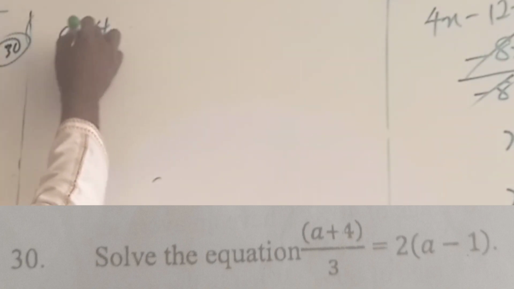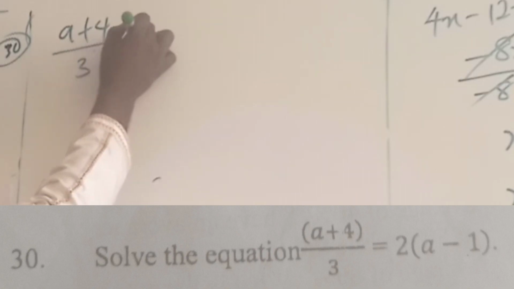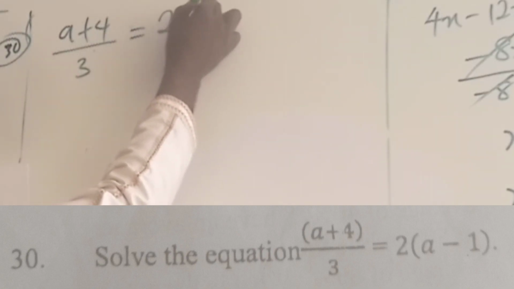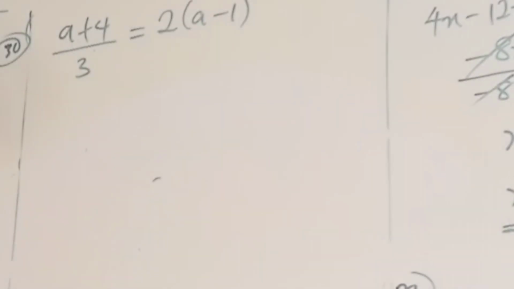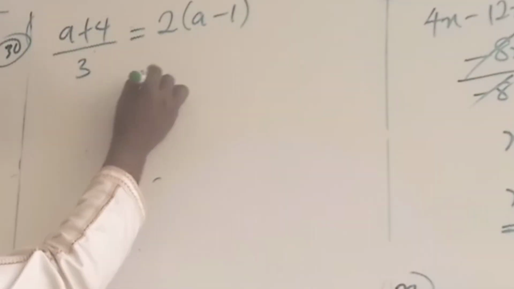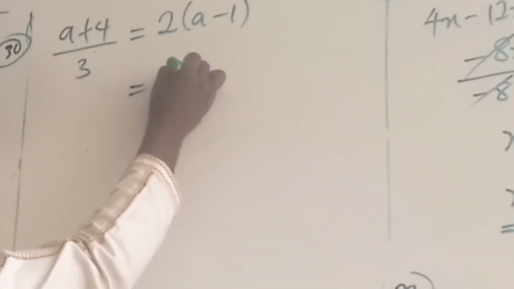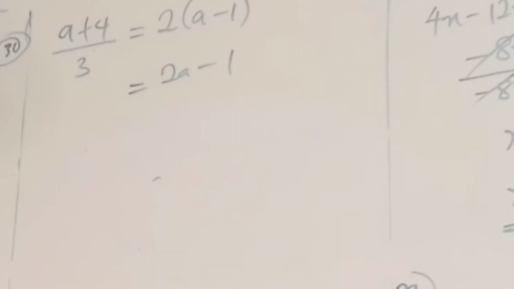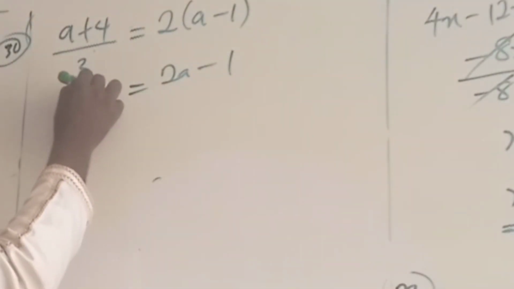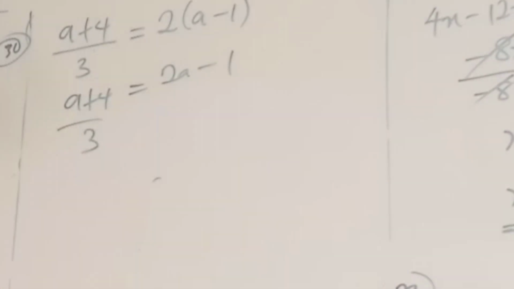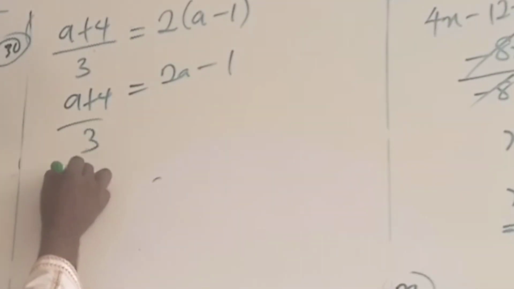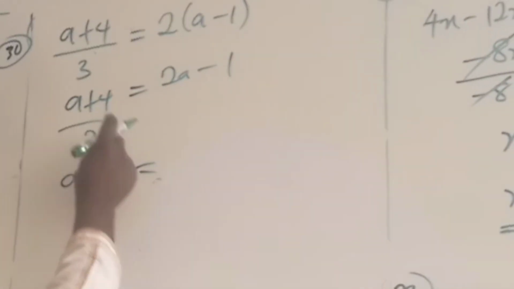30. Solve the equation. A plus 4 divided by 3 equals 2 into bracket A minus 1. This is an equation involving fraction and involving bracket. So the first thing you need to do, open this bracket. You have what? 2A minus 1, right? Then A plus 4 divided by what? 3. So we want to eliminate this 3. Multiply both sides by what?